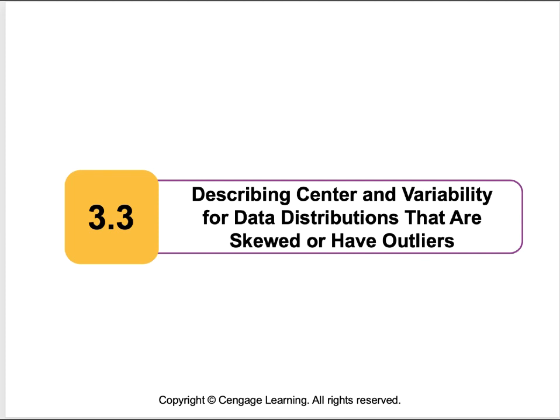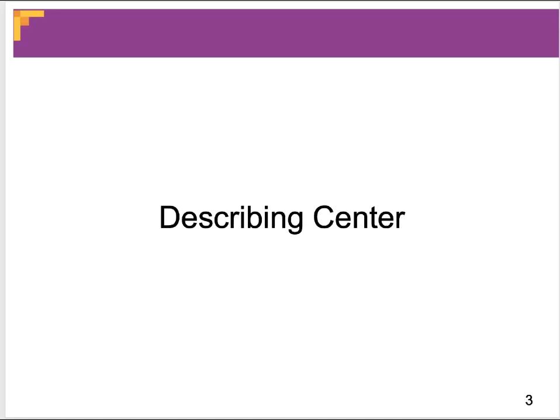Now we're going to look at how we describe the center and variability for data distributions that are skewed or have outliers. One of the problems with using the mean as a measure of center is that if the data is skewed or has outliers, the value of that mean is going to be greatly affected.